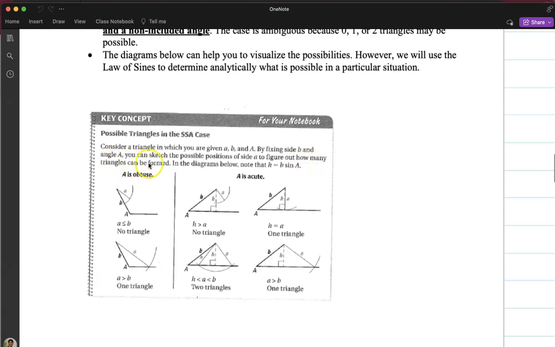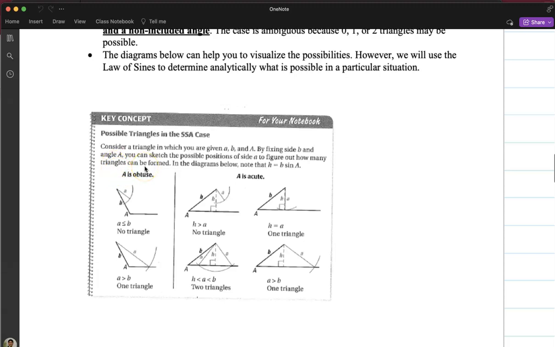to figure out how many triangles can be formed. Now this is when your A is obtuse. First you draw angle A and your side b, with a horizontal line. This is when your A is acute. You draw your angle A and you draw your b. Now you sketch the possible position of side a to figure out how many triangles can be formed.